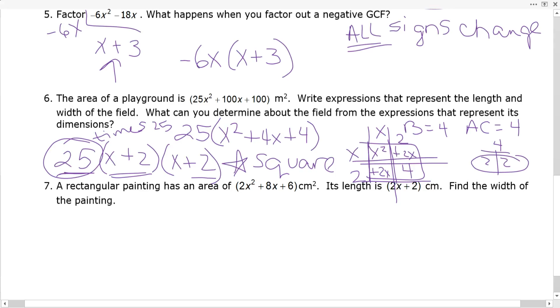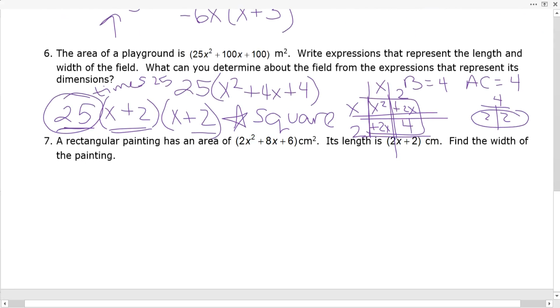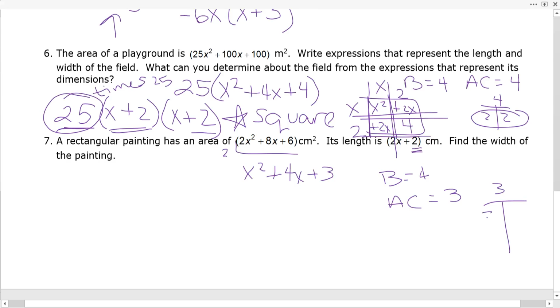All right, number 7. I have a painting with this area. I'm going to take out a 2. So I have x squared plus 4x plus 3. If the length is 2x plus 2, then that's one of my... magic numbers. So my sum is 4, which can't be right. So this will be interesting. Okay, my product is 3. Oh no, I guess that works. So if I have 3, my magic numbers are going to be 3 and 1.